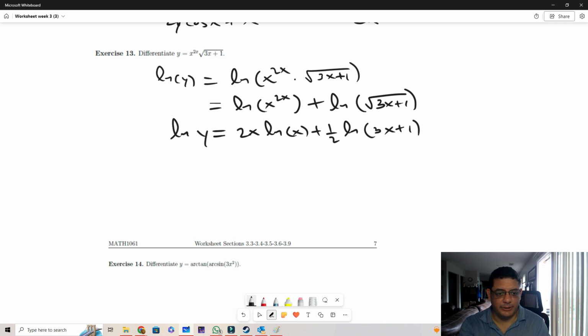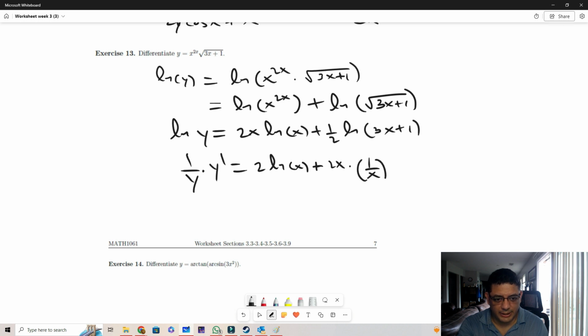So simply, if we take the derivative in here, this is going to be 1 over y times y prime. And if we take the derivative here, this is going to be 2 log of x plus 2x times 1 over x for this. And then this derivative is going to be 1/2, and the derivative of log of 3x plus 1 is 1 over 3x plus 1 times 3.